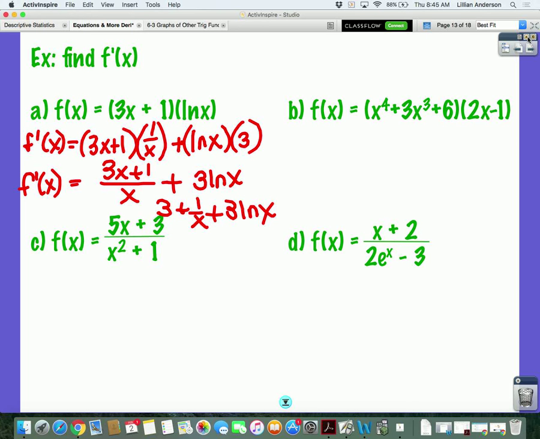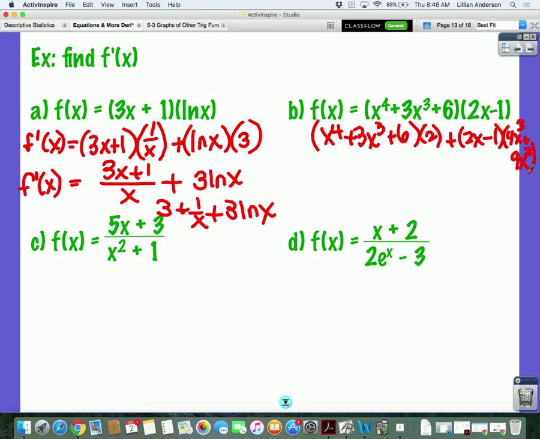So you take the first function, which is x to the 4th plus 3x to the 3rd plus 6. You multiply by the derivative of the second. What's the derivative of this? 2. So a nice little distribution. Plus the second function times the derivative of the first. What's the derivative of the first function? 4x cubed plus 9x squared. And it is simplifying from there.